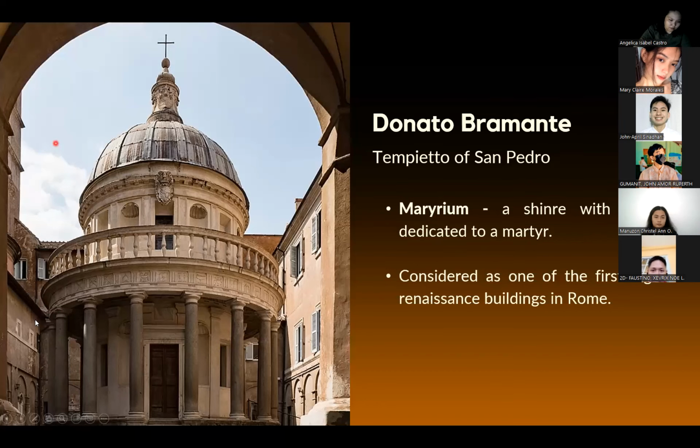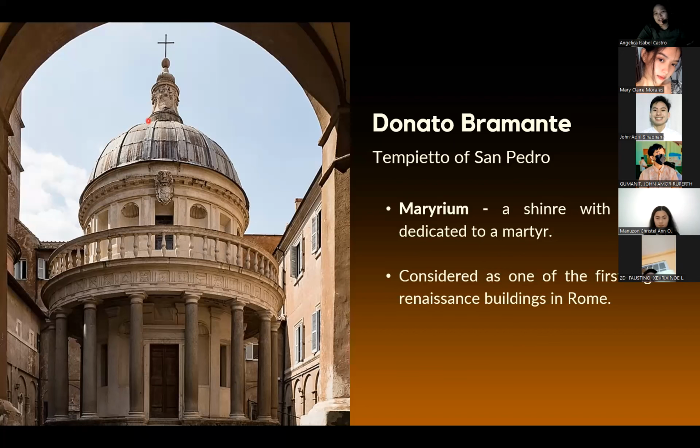Ma'am, parang divine perfection, ganun po. That is actually the reason why. Bramante believed that the shape of a circle represents the perfection of God, or what we call the divine perfection. Divine perfection. Okay? So, he designed it into a circle.